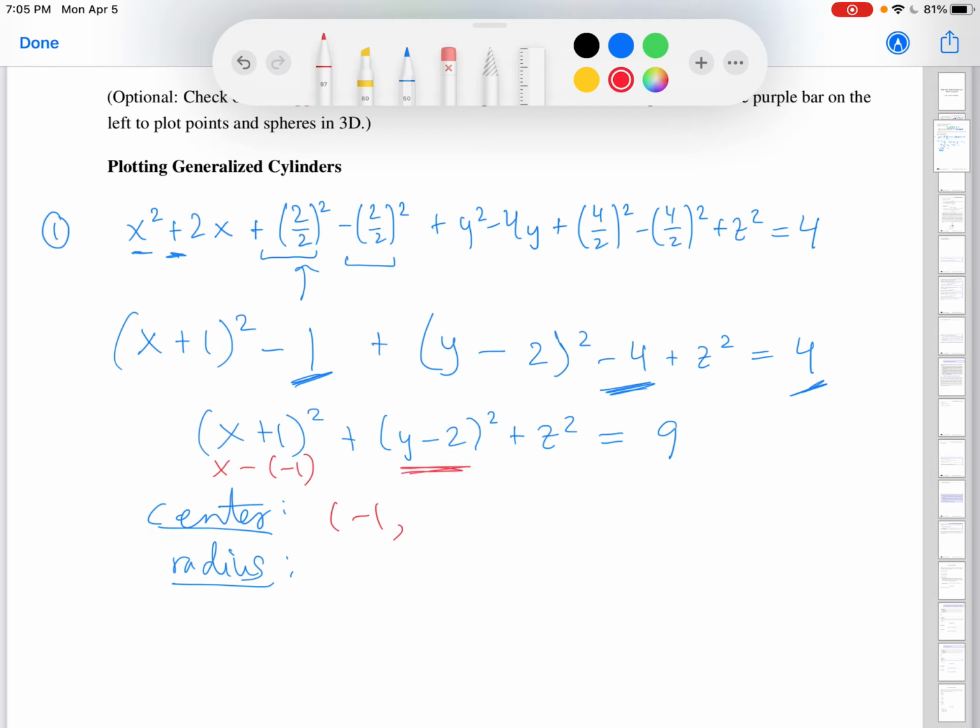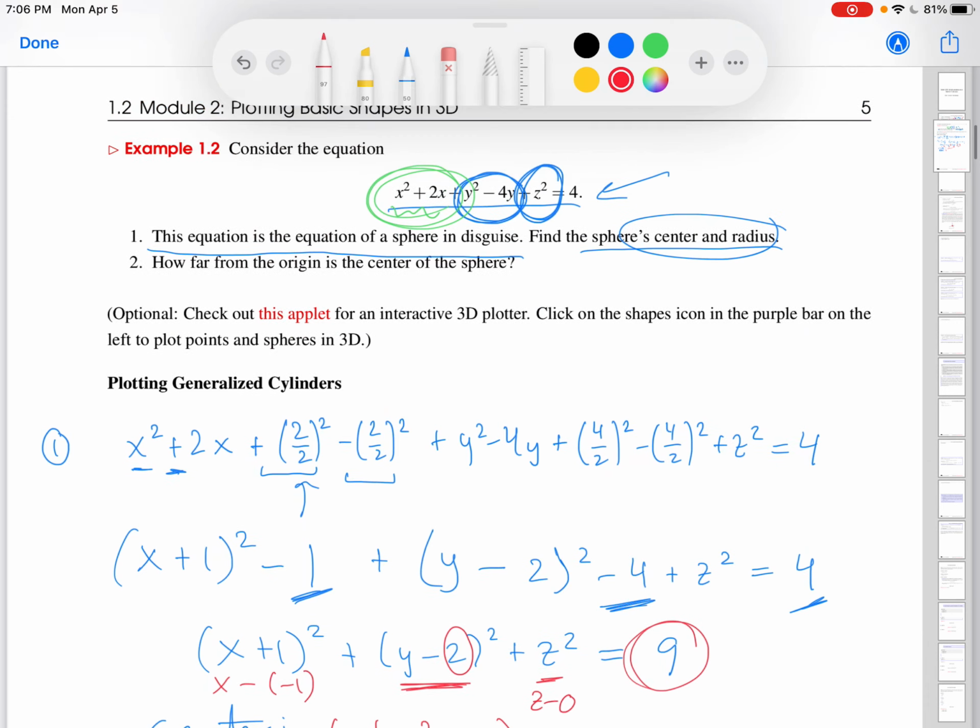This is already in y minus b form, so the b here is 2. And this can be viewed as z minus 0. So the z component is 0. So that's the center of our sphere. And then the radius, we take the square root of this number, remembering that the radius is a positive number. So that's 3. Great, so we have found the center and the radius of the sphere.